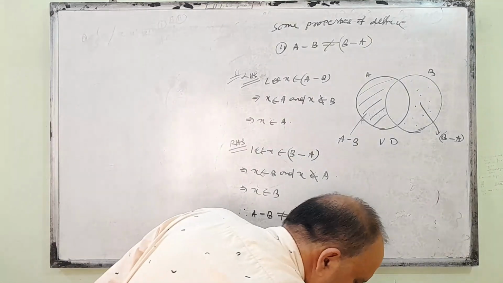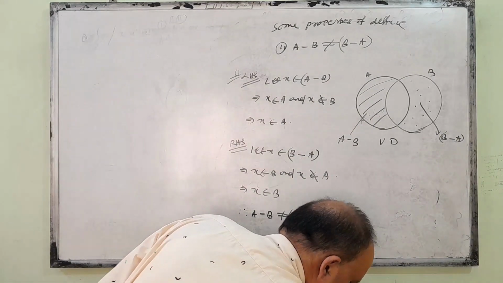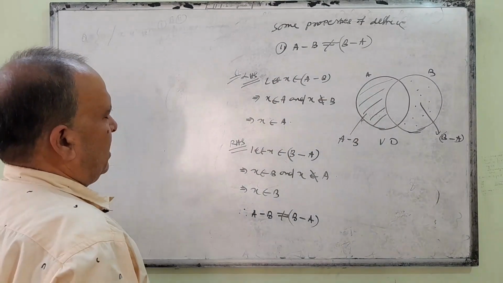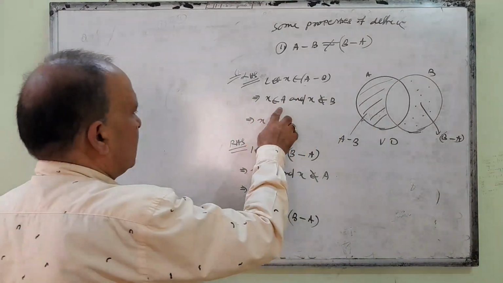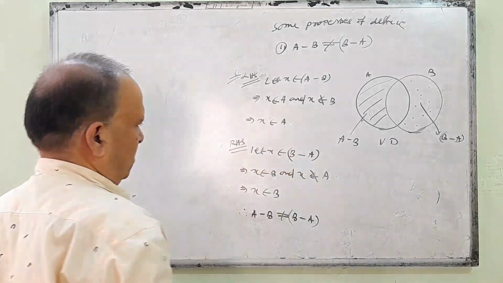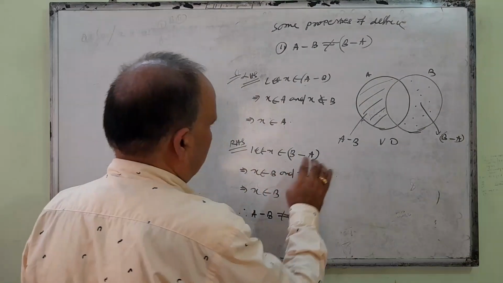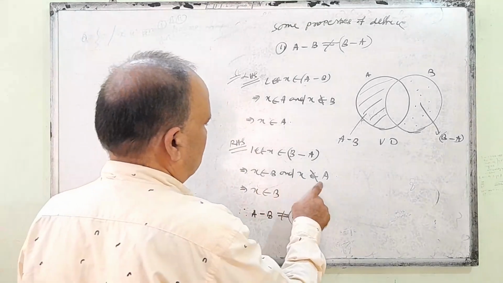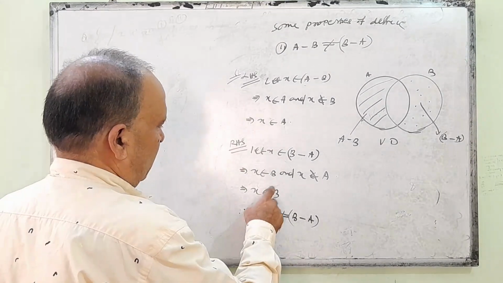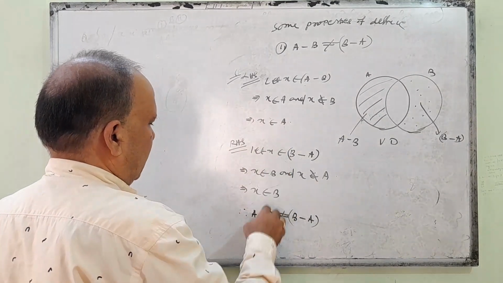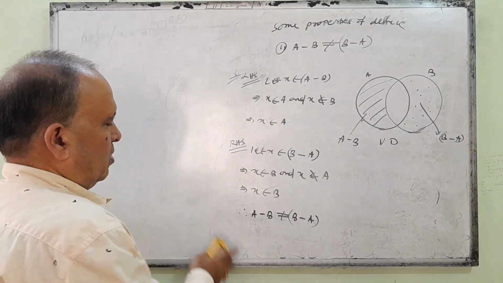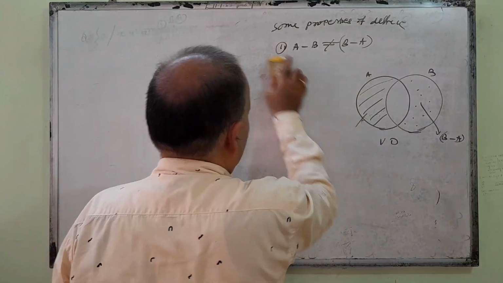Next, come to another property. This is the first property: A minus B is not equal to B minus A. Let x belong to A minus B. This implies that x belongs to A and x does not belong to B. This implies that x belongs to A. Similarly, let x belong to B minus A, which implies that x belongs to B and x does not belong to A. This implies that x belongs to B. So here x belongs to A and x belongs to B. Since x is not present in the same set, we can say A minus B is not equal to B minus A.